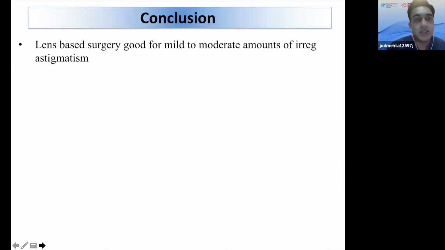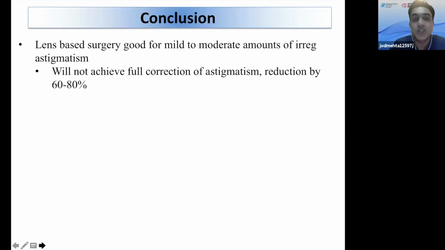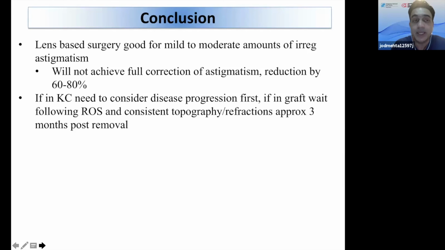So in conclusion, lens-based surgery, I think, is good for mild to moderate amounts of irregular astigmatism. You won't achieve a full correction of the astigmatism, but you can probably get a reduction between 60 to 80% depending on patient selection. I think patient selection and counseling is really important before you put the lenses in the patient's eyes. In keratoconus, you need to consider disease progression.